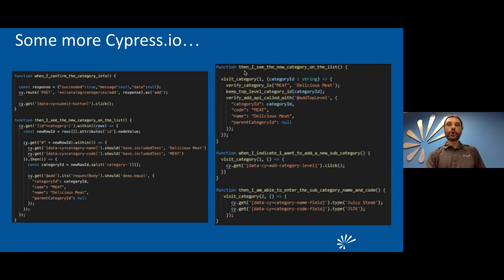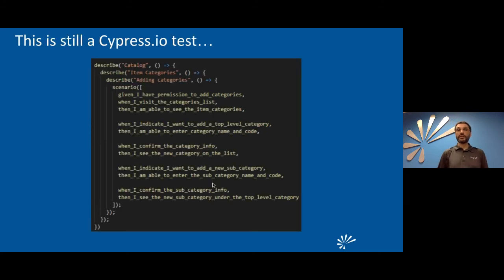Now notice that all of those functions are my given when thens, right? But even in the implementation of my given when thens, I look for ways to make it read better, so that later when we need to learn what's going on here, it makes it easier for us to maintain those tests at a later point. So again, this is just a Cypress.io test. Look how it reads. Given, when, then, when this other thing happened, then.